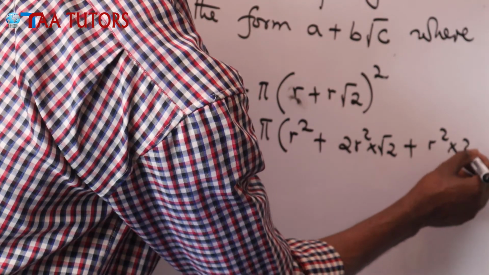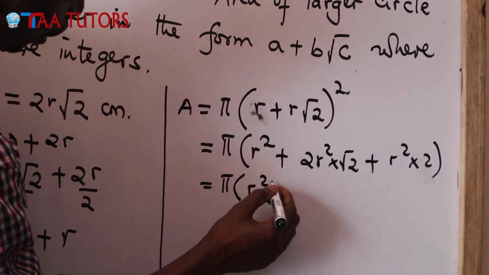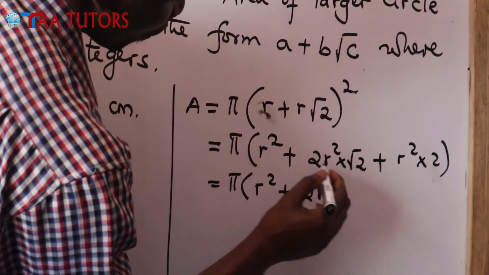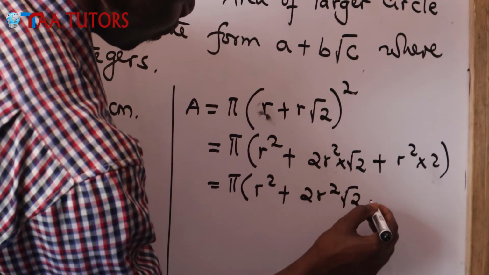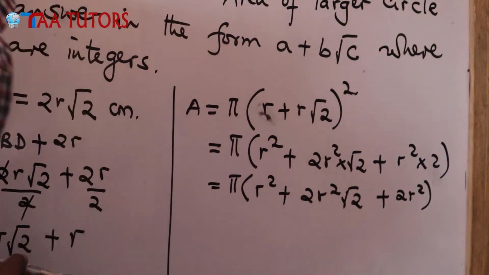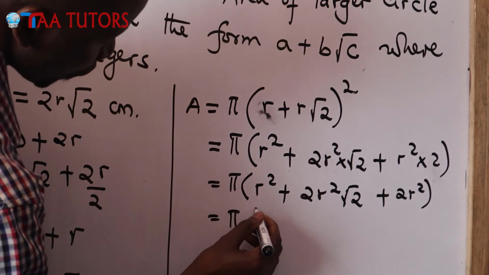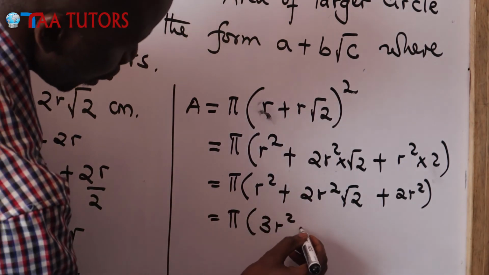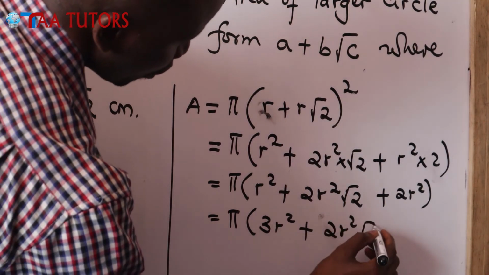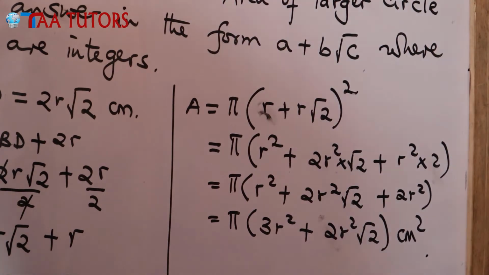√2 squared is the same as 2. So what we are going to say here is π times r squared plus 2r squared √2 plus 2r squared. If I add this, r squared plus 2r squared is 3r squared, that is π into (3r squared plus 2r squared √2). This is the area of the bigger circle.